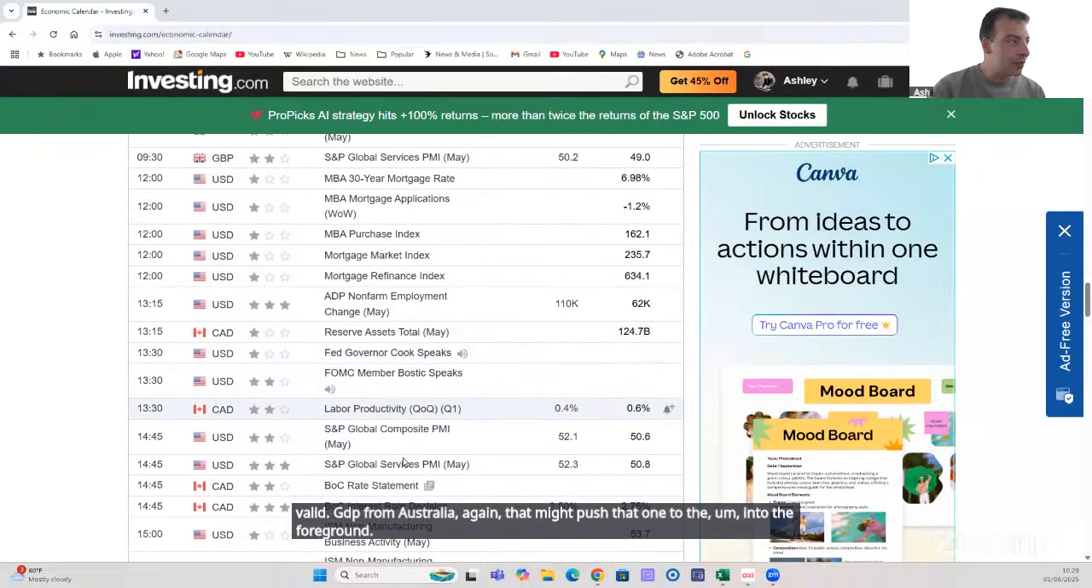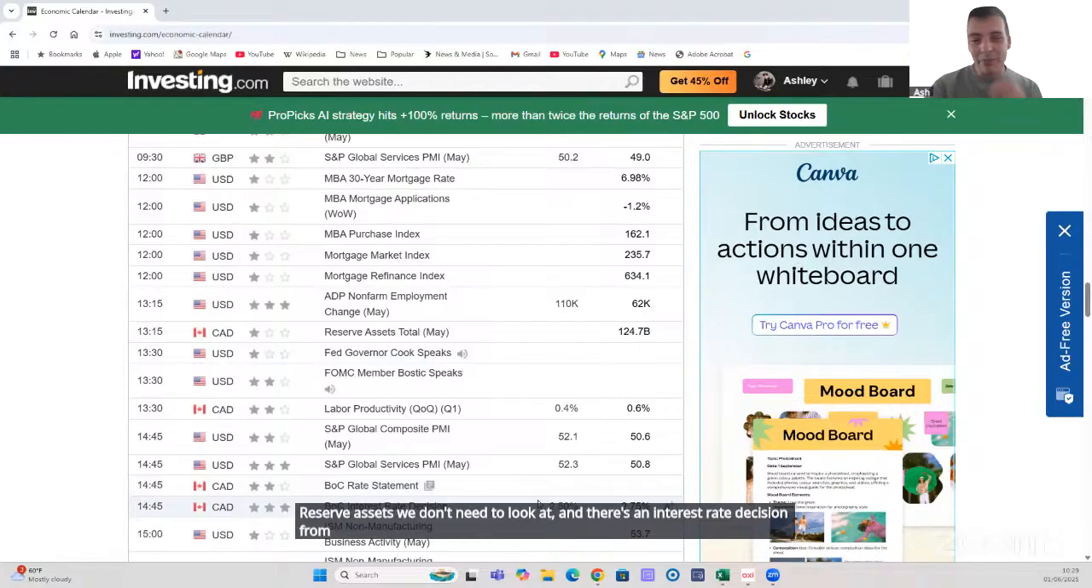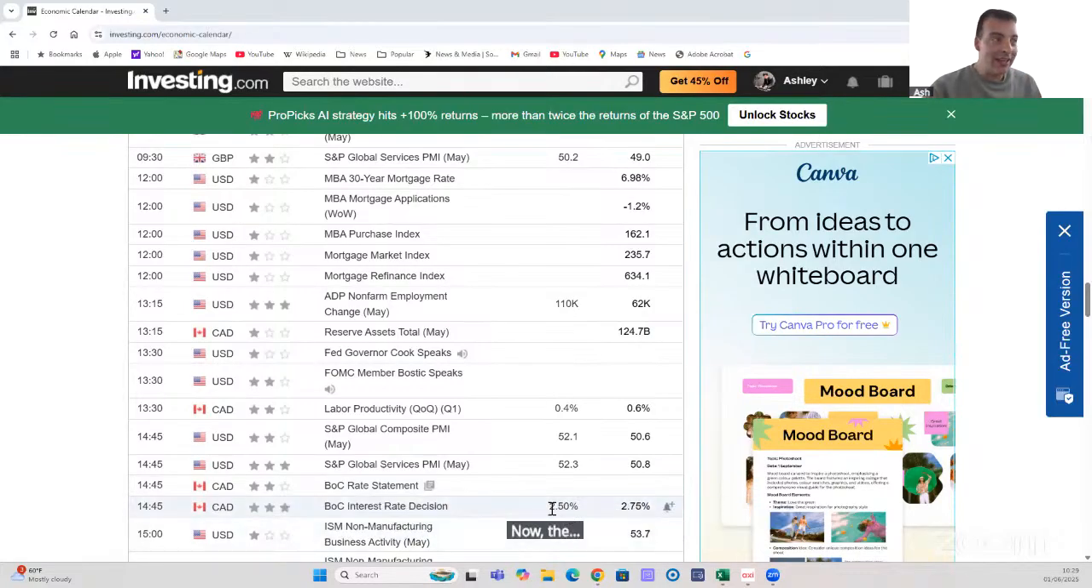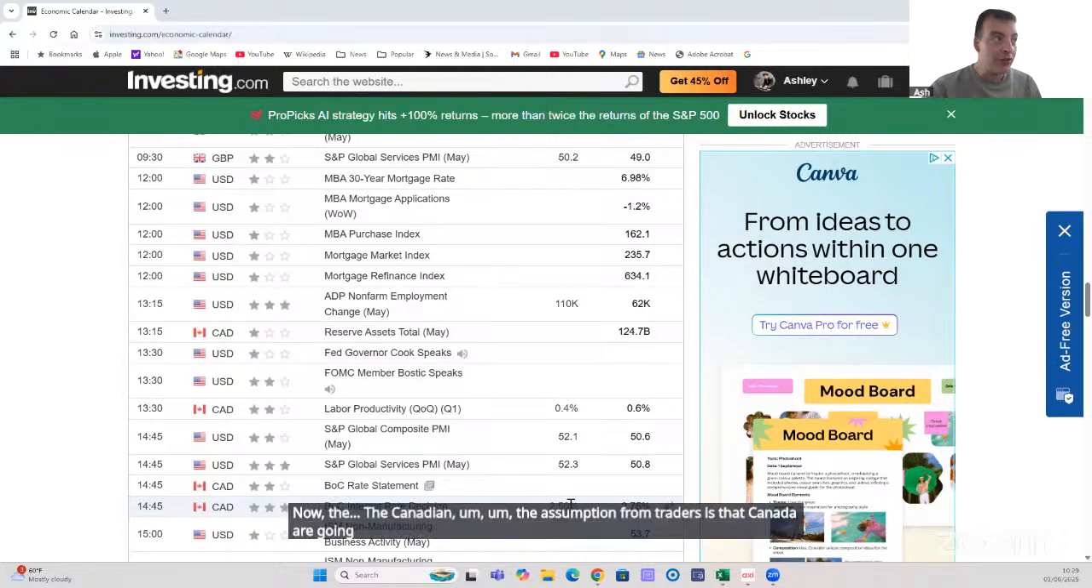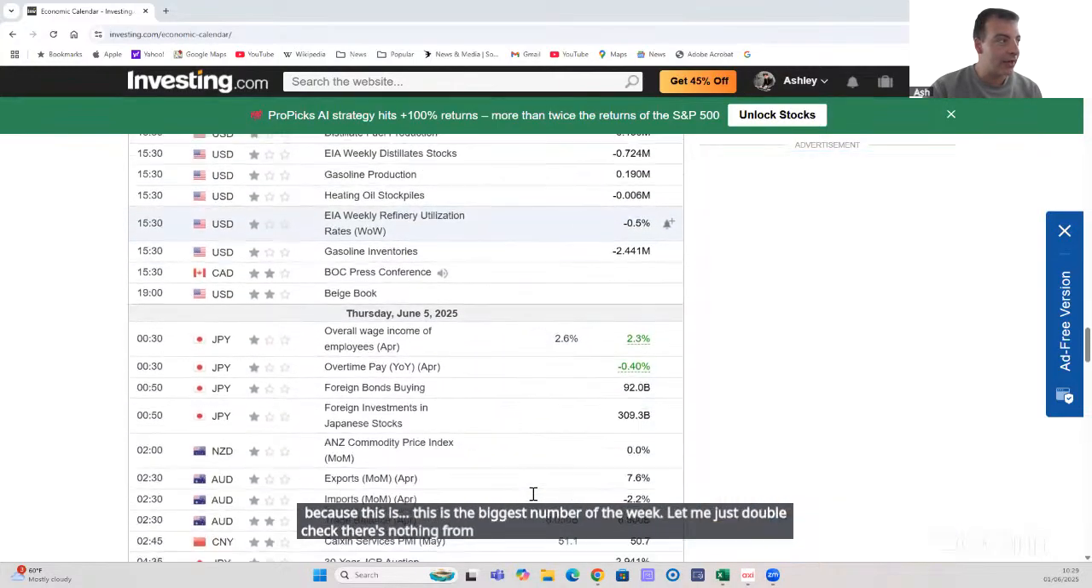Reserve assets we don't need to look at. And there's an interest rate decision from Canada. So big numbers coming out. Now, the assumption from traders is that Canada are going to, now this really does push the Canadian dollar front and center, because this is the biggest number of the week. Let me just double check there's nothing from Japan.